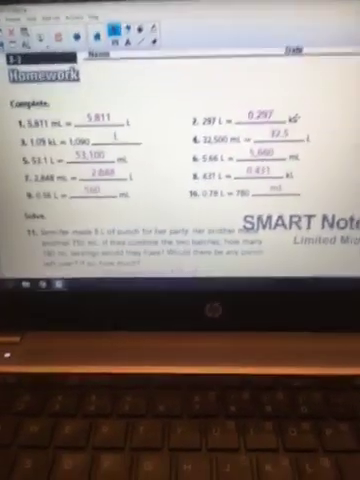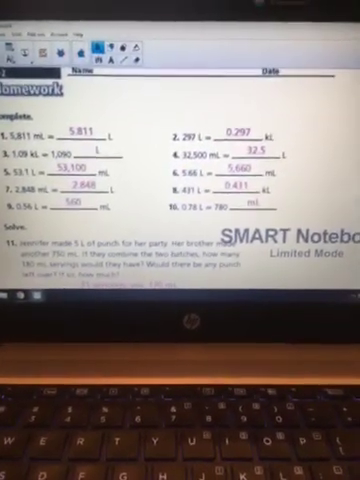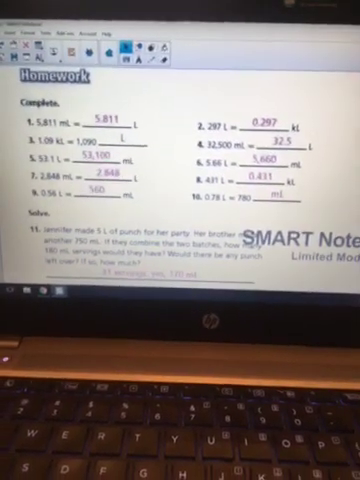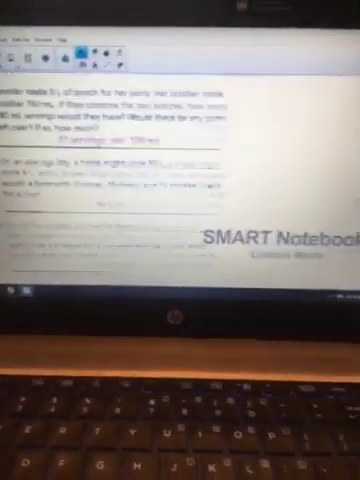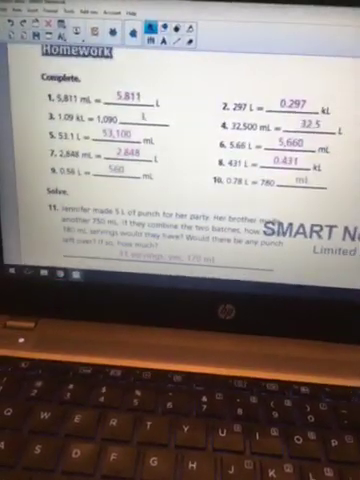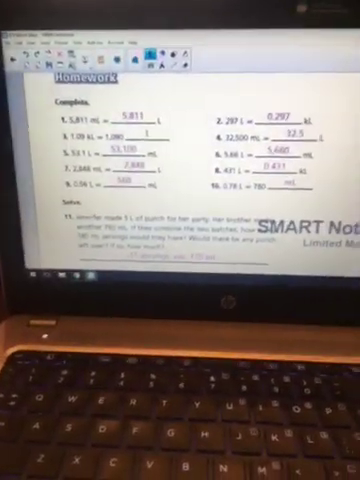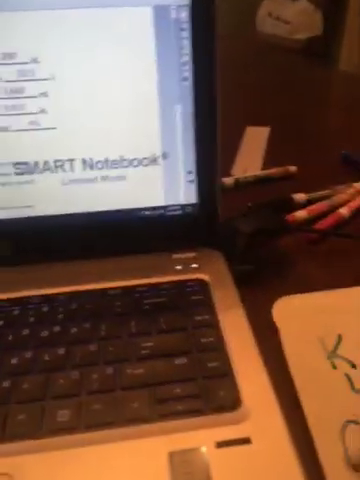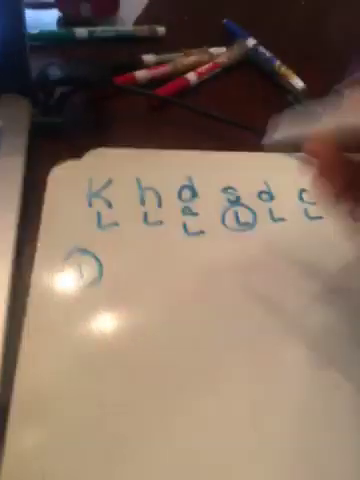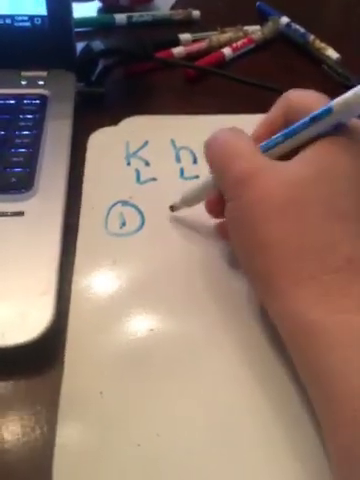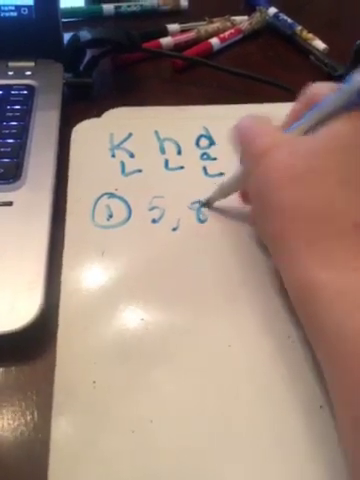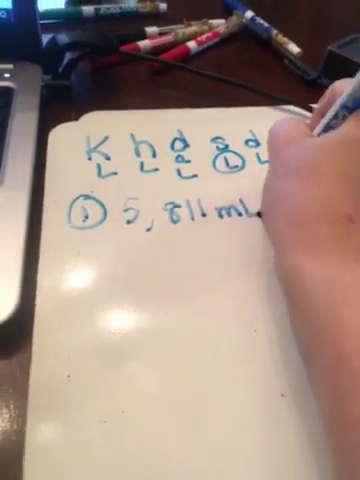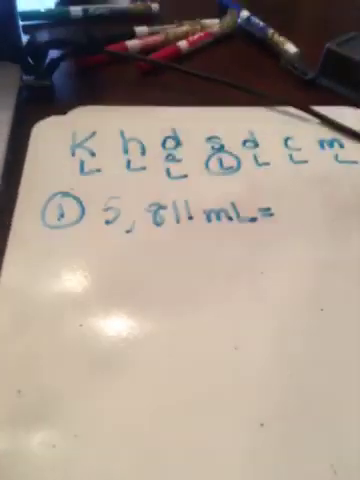Okay, we're going to go over last night's homework, which was 8-2, and we were on page 159. So you had the top section. Number 1, I'm going to do on my whiteboard here. Try to not get that glare here. Number 1 was 5,811 milliliters equals how many liters?